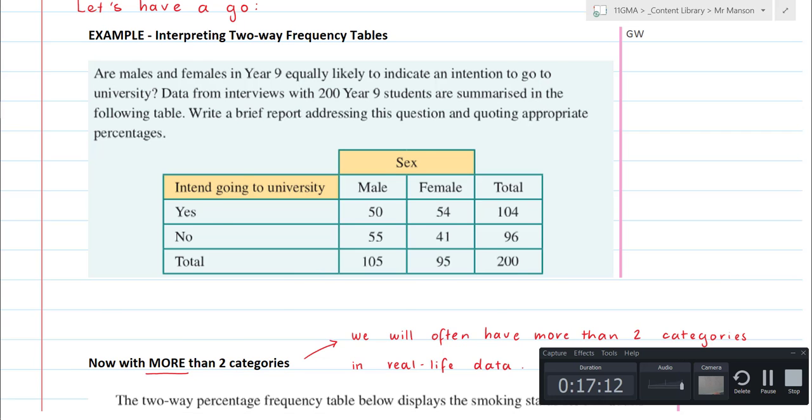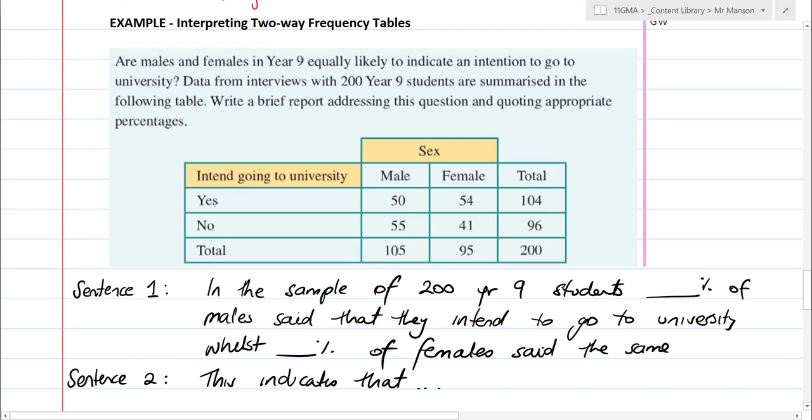Done. So let's have a quick talk about this. There's the data. You will have 2 sentences in your response. One will be a summary of the data. Do you need those open, Johns? Okay, let's be paying attention then. This is the summary of the data. And the second one will be the overall conclusion. And in the first one, in a sample of 200 Year 9 students, what percentage of males said that they intend to go to university?